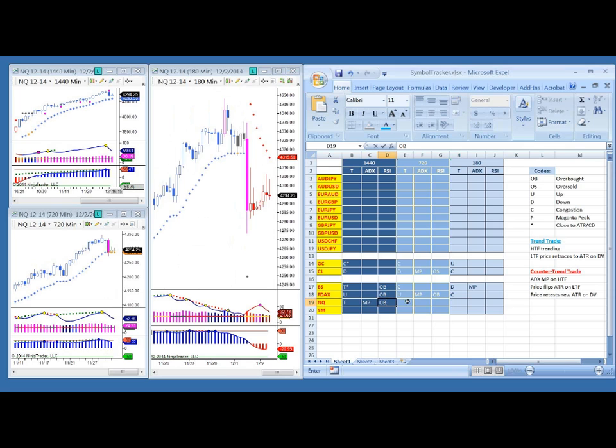On the 720, what is going on? We're at the ATR. Okay, we're retracing back, which has been completed, and we are no longer overbought because it's below 36. Okay, let's go to the 180. On the 180, what are we doing? We are trending down. Are we at an ATR? No, we are not. We do have a magenta peak that has not retraced back to the ATR. Are we oversold? No, we are not.